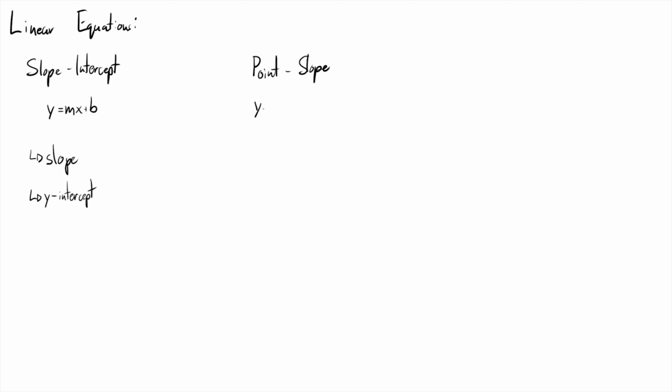So y minus y1 equals m times x minus x1. So this is the point-slope form of an equation, and we can ask ourselves, what information does this give us? Well, it gives us slope, again, it's in the name, and it also gives us a point. Okay, point being x1, y1, right? x1 and y1 are just the coordinates of some point on our graph. Okay, and it gives us the slope in terms of the slope being m.